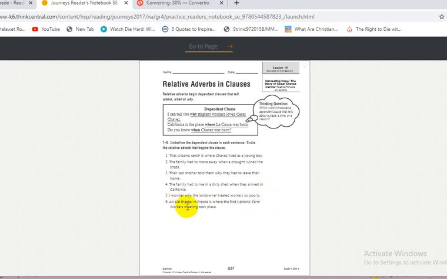Okay. Number 6, last one. An old theater in Fresno is where the first National Farm Workers meeting took place. So our dependent clause is where the first National Farm Workers meeting took place. And what is the relative adverb? Where. Okay? Easy peasy.